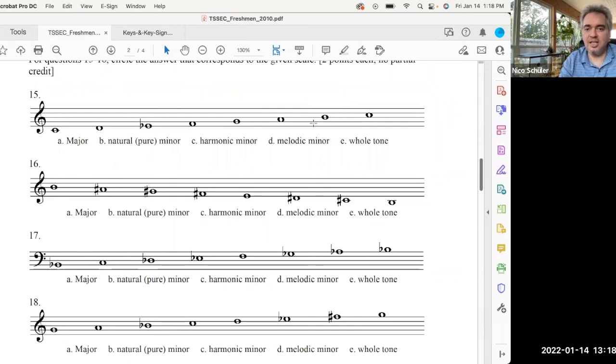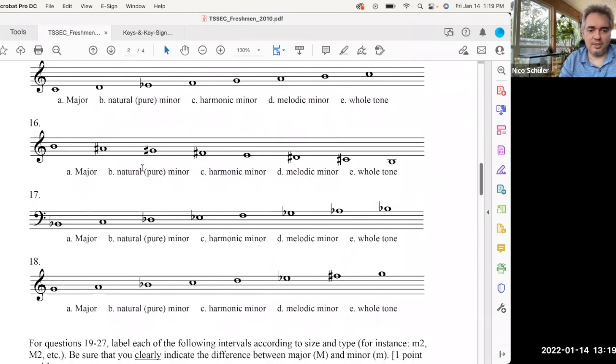Now the 6th and 7th scale degrees in this case are raised. They are A natural and B natural, which means, and it's an ascending scale, that this must be a melodic minor scale.